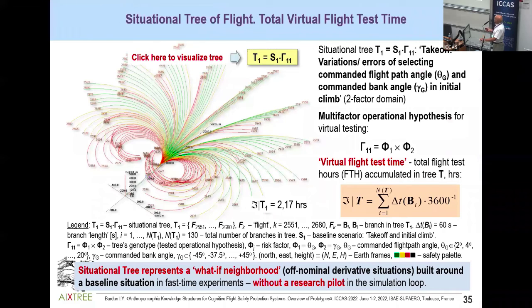And this is a tree, a situational tree, with the branches colored with integral safety spectra. Each tree has its own total flight time, for this virtual pilot. For this particular tree with 120 branches, the total flight test time is 2 hours and 17 minutes, maybe 15 minutes like that. It's important.